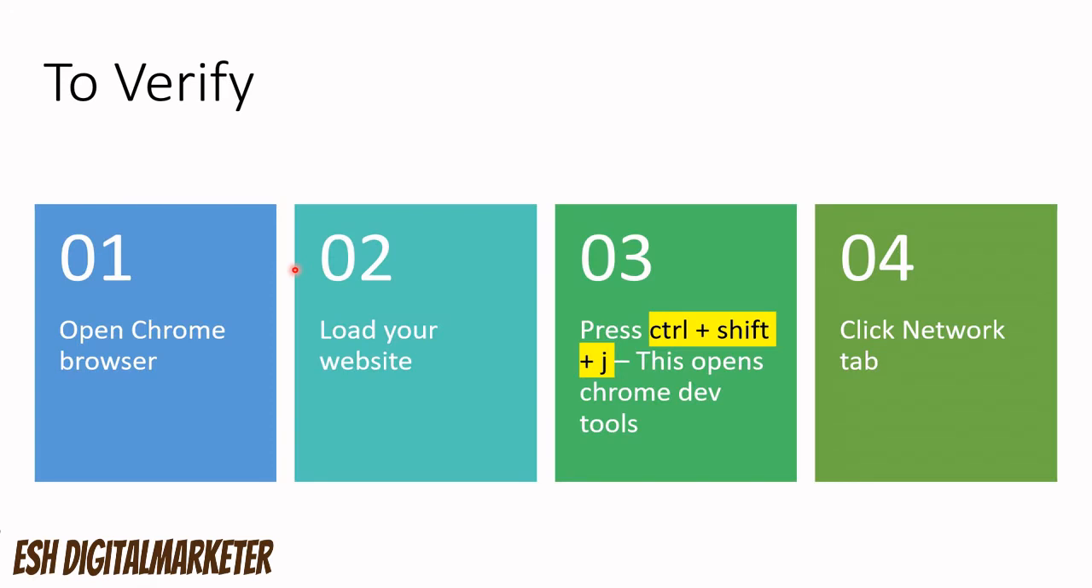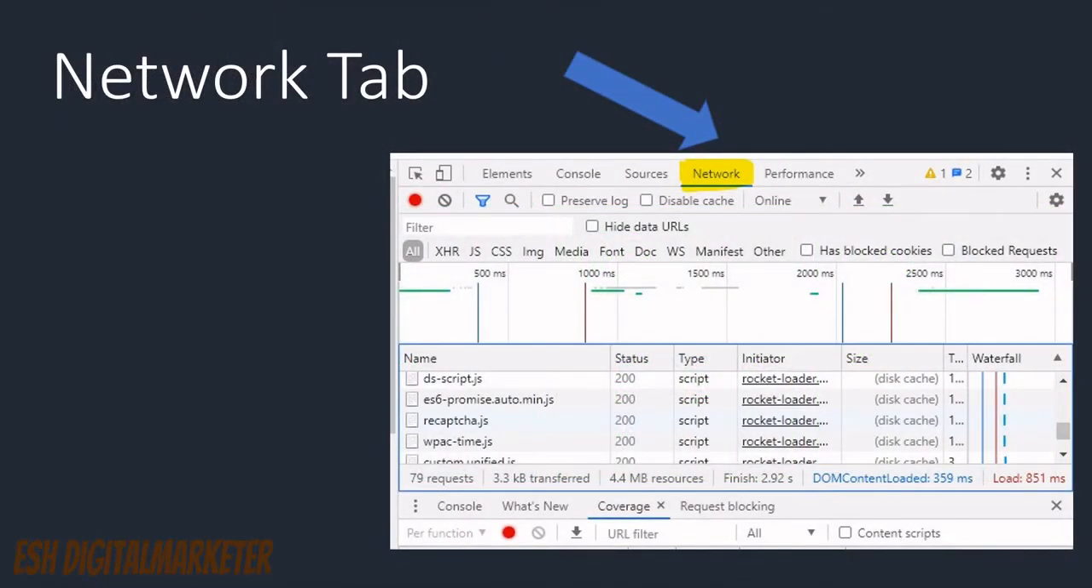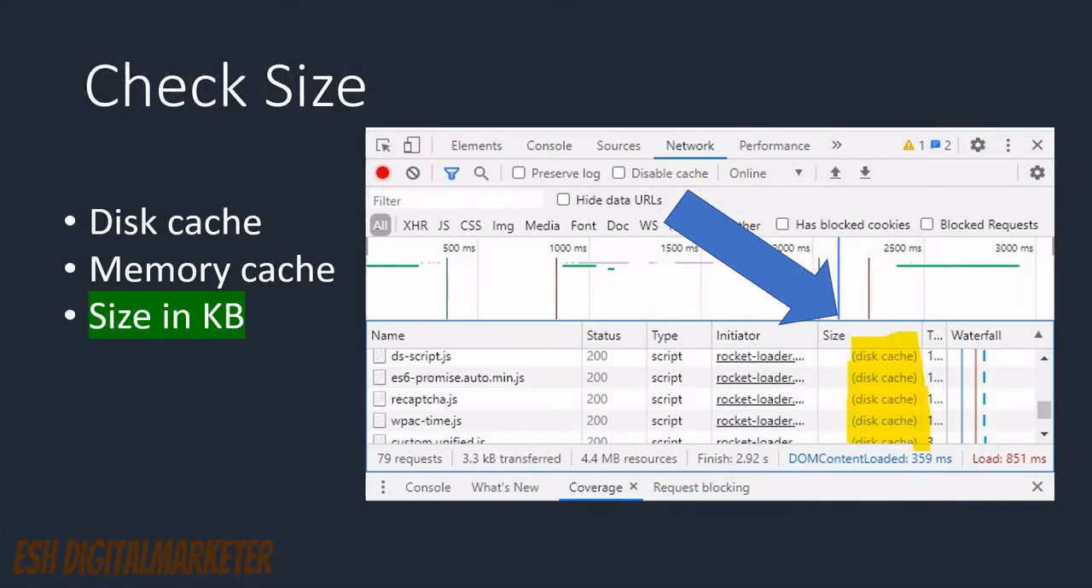Let's first verify whether your resources are using a cache control header. For this, you have to check the cache control of the resources. In order to verify it, open the Chrome browser, load your website and press Ctrl Shift J. This opens the Chrome Developer Tools. Open the Network tab and check the size column.